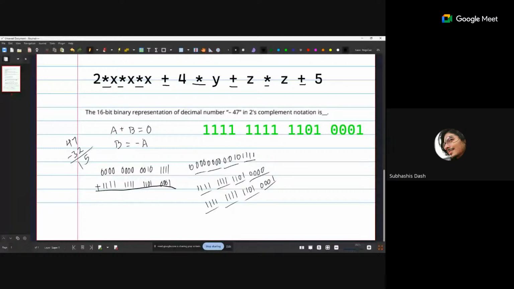So 1 plus 1 is 0, so we get 1 carryover. This is also 1 plus 1, so that is 0, and we get 1 carryover. 1 plus 1, 0, carryover. 1 plus 1, 0, carryover. So like this, we'll keep getting 1, 1 carryover. Okay, so it will result in a number that looks something like this. And the final carry will be outside.